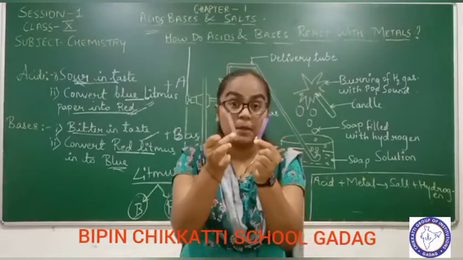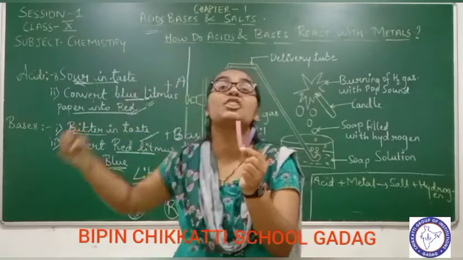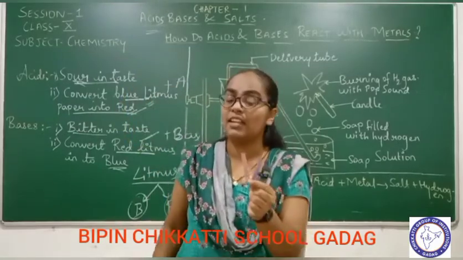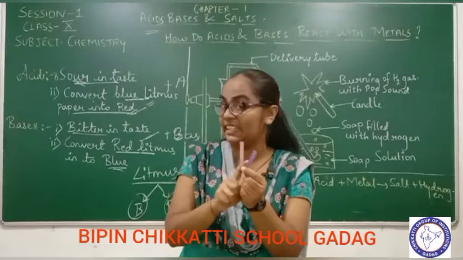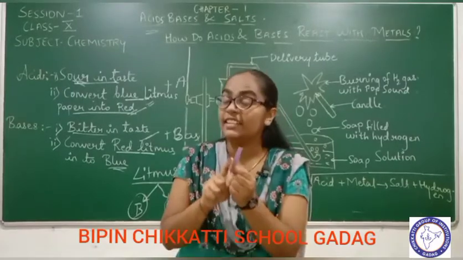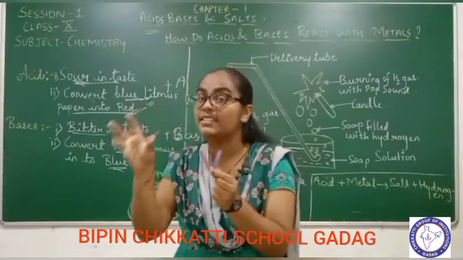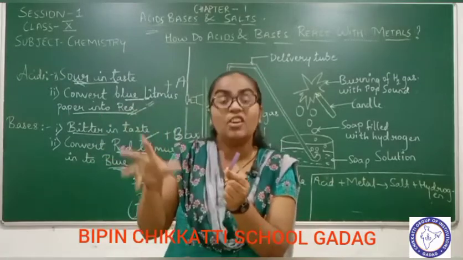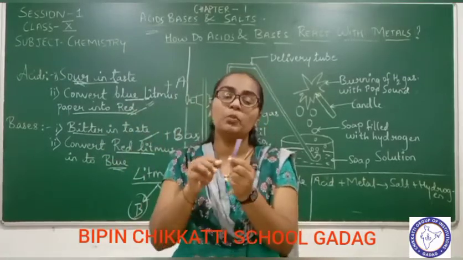These are the litmus papers which are extracted from the lichen plant, and these are natural indicators which indicate whether the sample contains acid or base. Now first we will do it with the blue litmus paper.